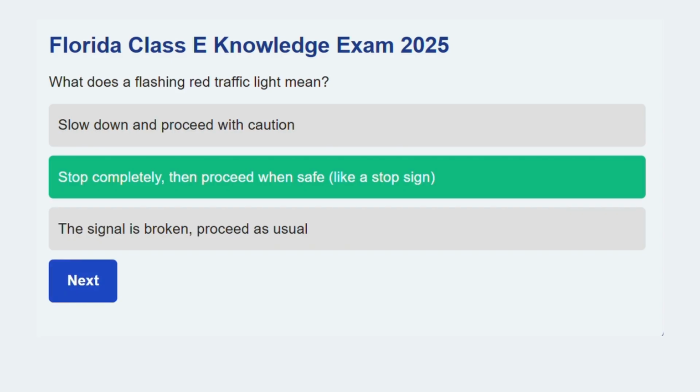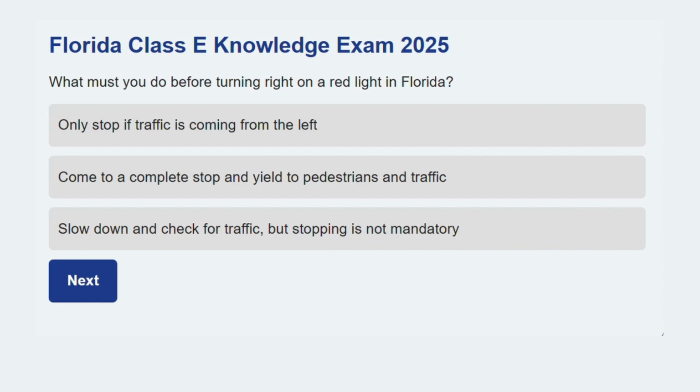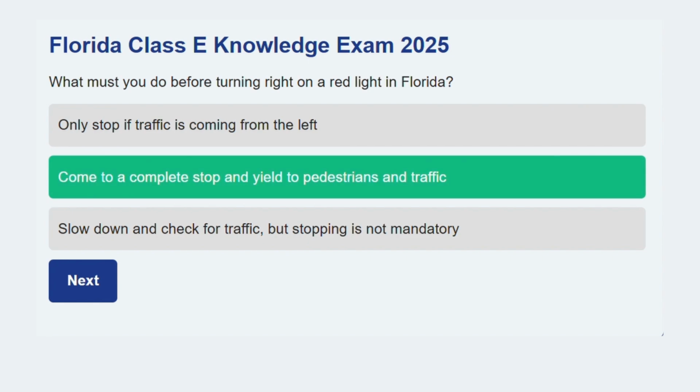Let's see this one. What must you do before turning right on a red light in Florida? Come to a complete stop and yield to pedestrians and traffic. A full stop and yielding are mandatory before proceeding with a right turn on red.